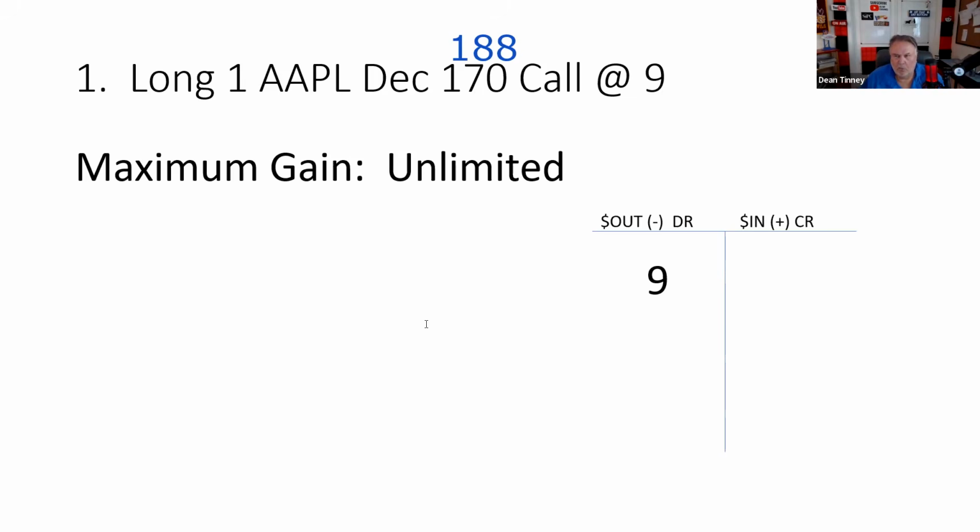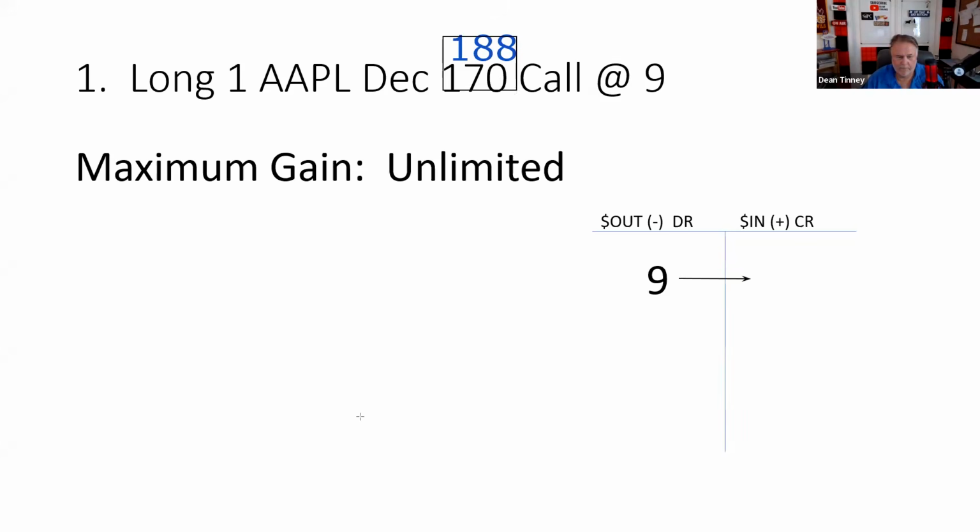Your customer goes long one Apple December 170 call at 9, when Apple's at 172. Several weeks later, with Apple at 188, your customer closes out at intrinsic value. Remember, I warned you about that phraseology? You close out at intrinsic value. Now, be careful. I'm not asking what the intrinsic value is. I'm asking if you close out for that number, what is the gain or loss?